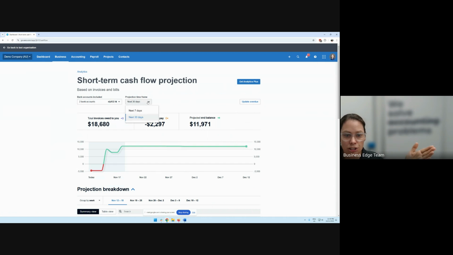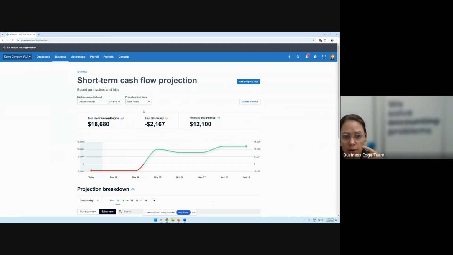And then you've got your projection time frame. You can choose 30 days or 7 days. It's always good to have a play around and see what fits you in your business. In this case, you can see there's not much cash coming in until after the 14th of November. And that's when the cash is coming in, and it looks like it's in a positive space if those invoices are paid on time.